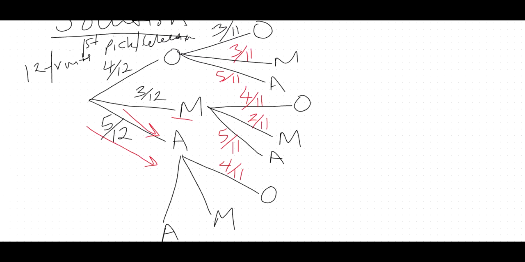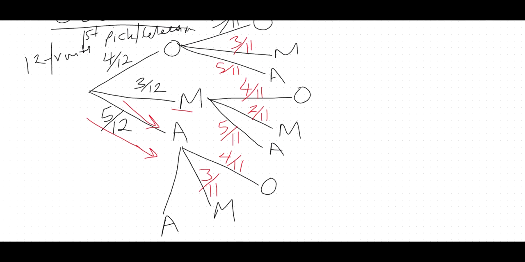And then you have not picked any mango. Again, if you're following this route, your mangoes are still 3, but since you picked one apple, the total fruits remaining in the basket are 11. Then if the first fruit was an apple, it means that one apple is gone. So you have 4, then total number of fruits remaining are 11. Like that.